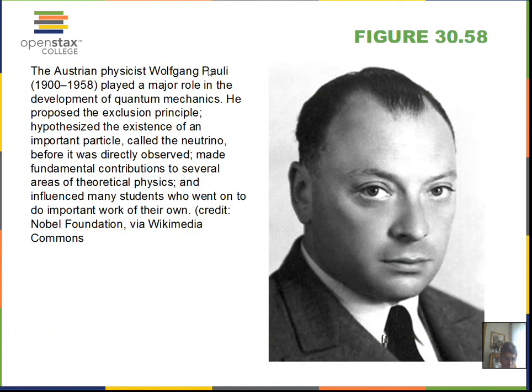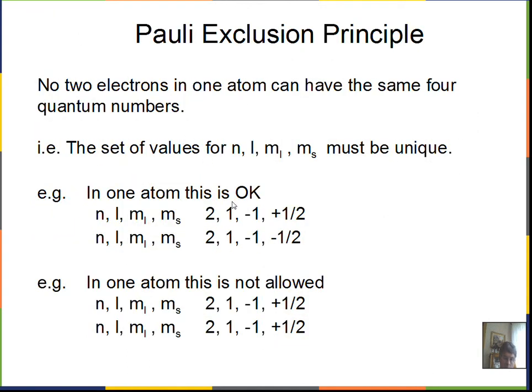So, Wolfgang Pauli. Again, different scientists contributed greatly to the study of quantum mechanics, and you can see some of his other contributions as well. But Pauli came up with a principle regarding what numbers the electron is allowed to have for n, L, m sub L, and m sub s, these 4 quantum numbers. His exclusion principle states, no 2 electrons in one atom can have the same 4 quantum numbers. The quantum numbers are n, L, m sub L, and m sub s. We have to have a unique set for each electron in one atom.